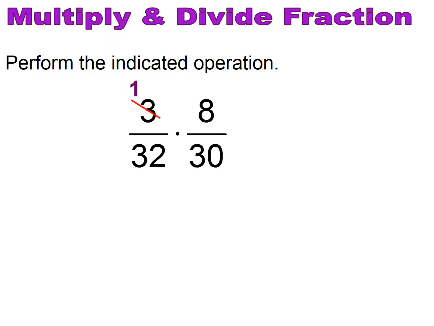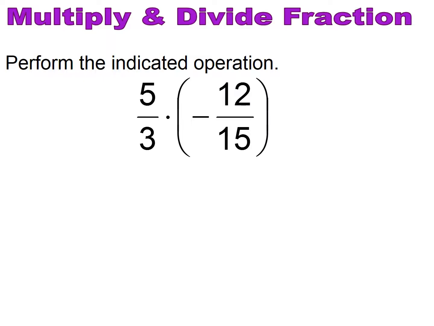Okay, in this case, you see 3 goes into 3 once, 3 goes into 30 10 times, 8 goes into 8 once, 8 goes into 32 4 times. And again, you want to multiply across. 1 times 1 is 1, 4 times 10 is 40. So my solution here is 1 over 40.